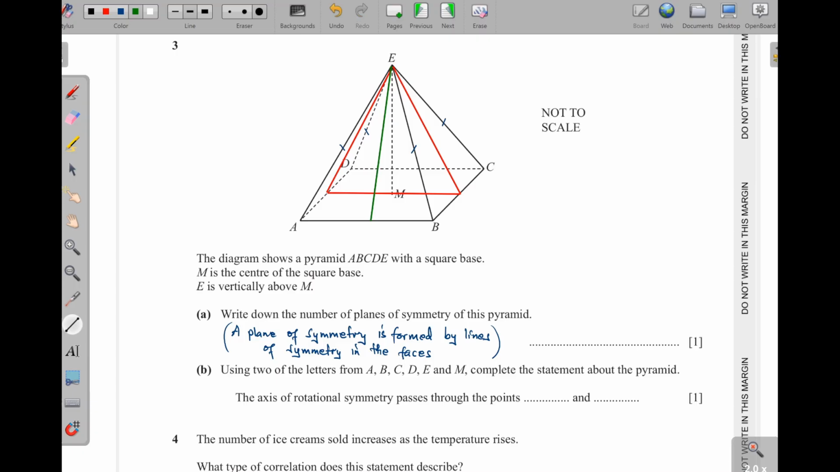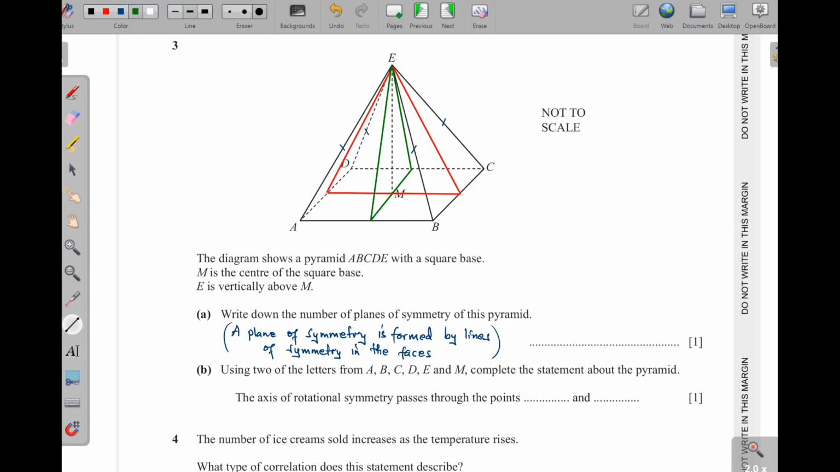Okay, then it joins to this line of symmetry. Remember, the plane of symmetry is formed by the lines of symmetry in the faces. Then again it connects with the one behind. You see that? That is another plane. So those are two.